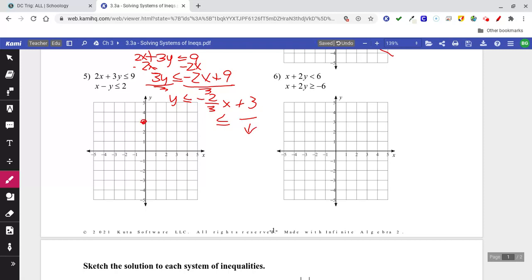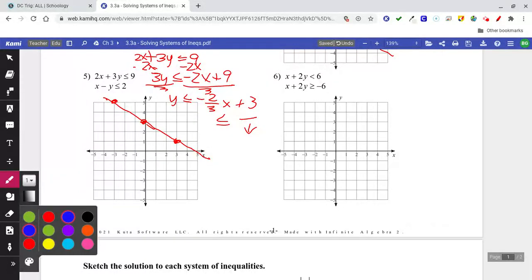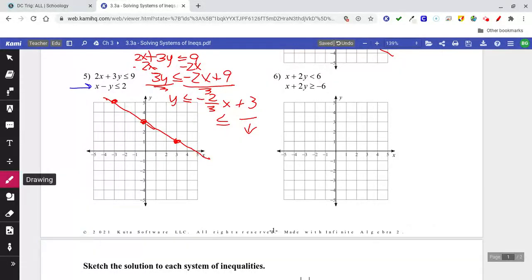So at 3, we're going to go down 2 and right 3, or up 2, left 3, like this. It's a solid line. And I'm going to shade below. So hold off on that. We'll have to come back to that. Let's do this one next.